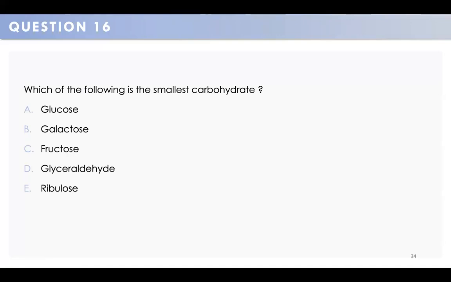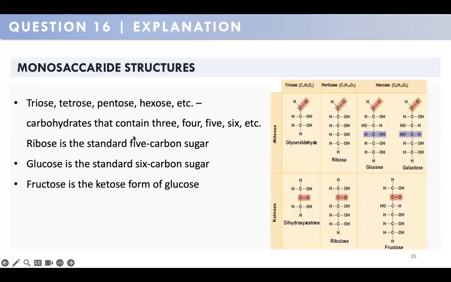So the answer is D, glyceraldehyde. Anyone knows why? Yes, a triose. Exactly. So the smallest carbohydrate is glyceraldehyde because it's a triose.